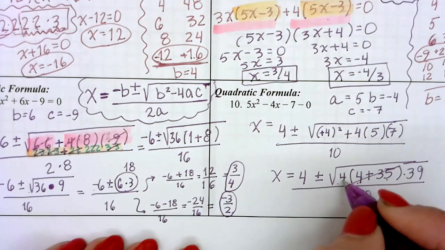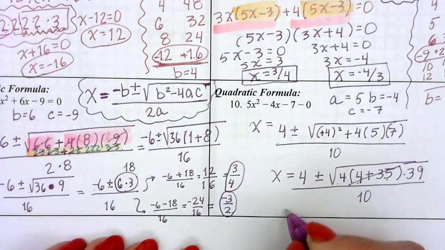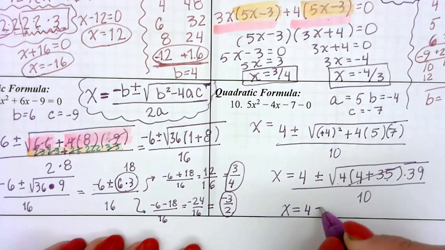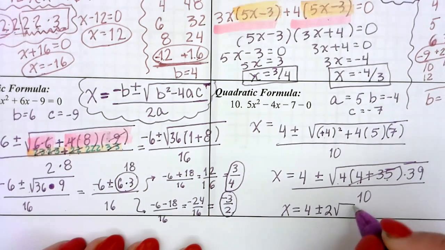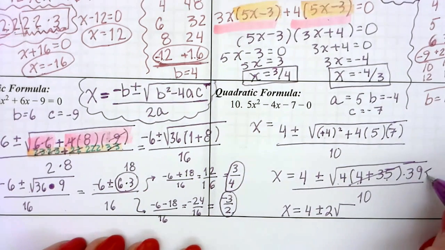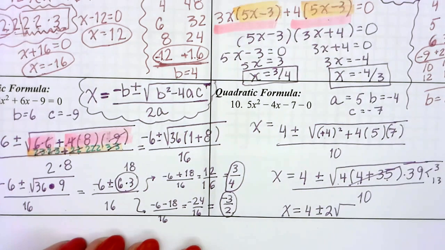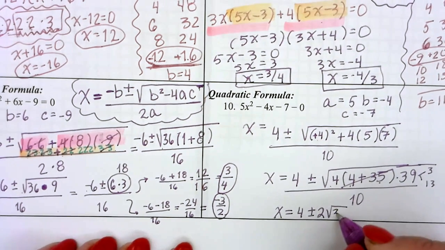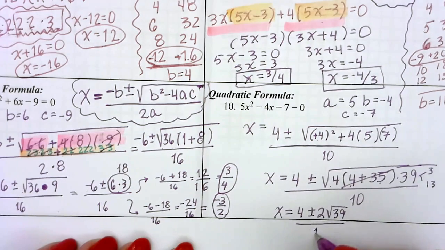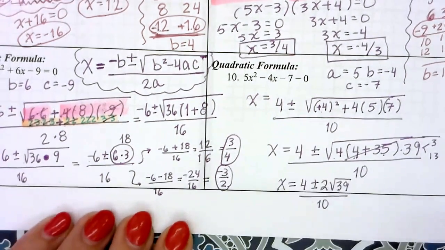This 4 under the radical, 2 times 2, I can take that out. I have x equals 4 plus minus 2 square root 39. Now, 39 is 3 times 13, which does not break down more, so you cannot simplify it, okay? 39 all over 10. Reducing, simplifying.